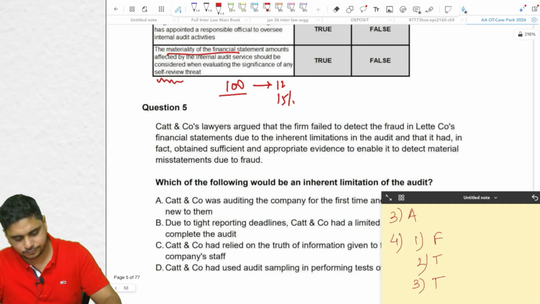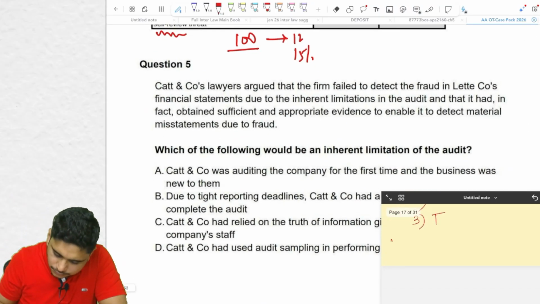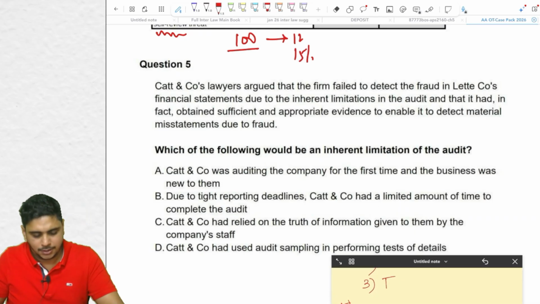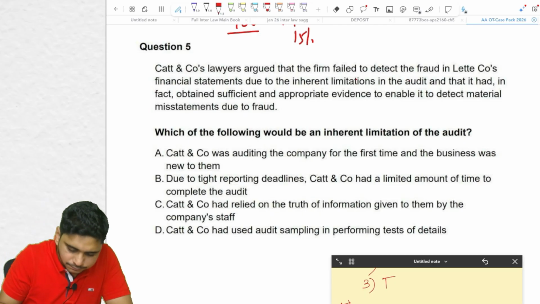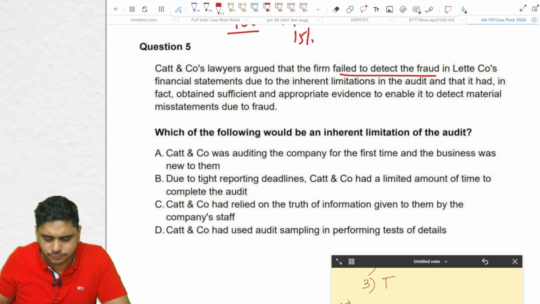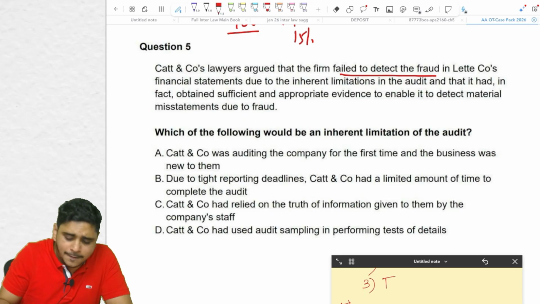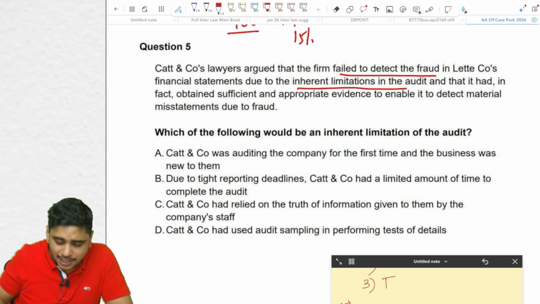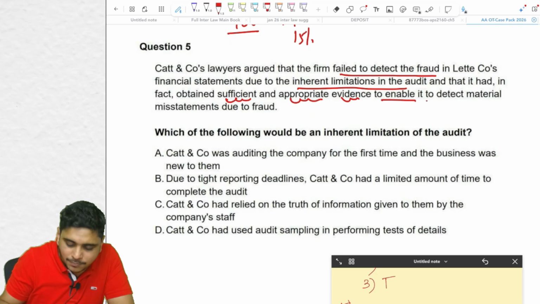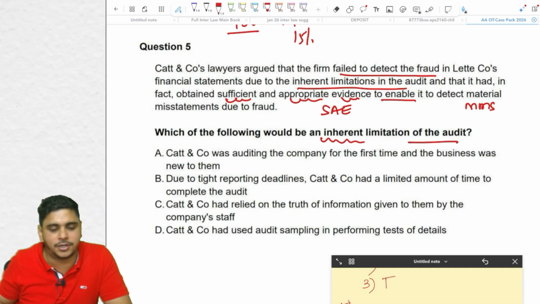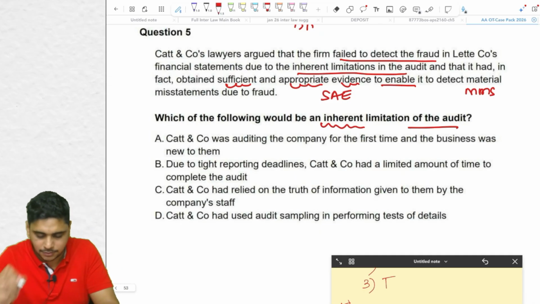Correct? Fifth question. It says Cat and Co. The law has argued that the firm failed to detect the fraud in the latter company's financial statements due to inherent limitations in the audit, and that it had in fact obtained sufficient and appropriate evidence to enable it to detect material misstatements due to fraud. Which of the following would be an inherent limitation of the audit?